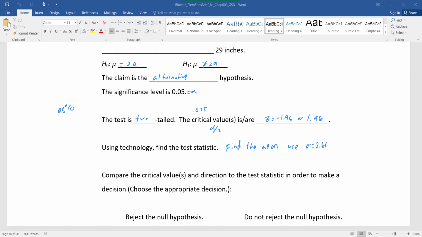All right, so using technology, now we can find the test statistics, and remember the equation is the sample mean minus the population mean divided by the standard deviation over the square root of n, or the sample size. So the sample mean is what we just calculated, which was 29.45. The population mean is 29. Standard deviation was 2.61, and our sample size was 30. All right, so let's figure out what this is.